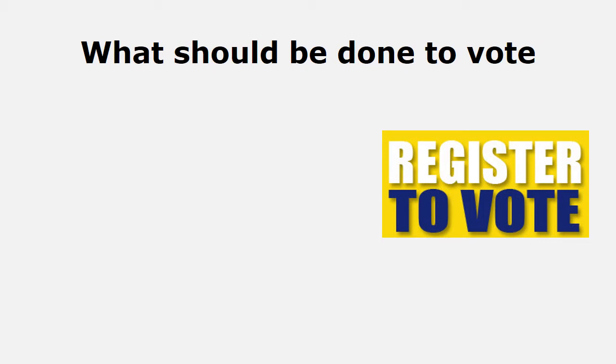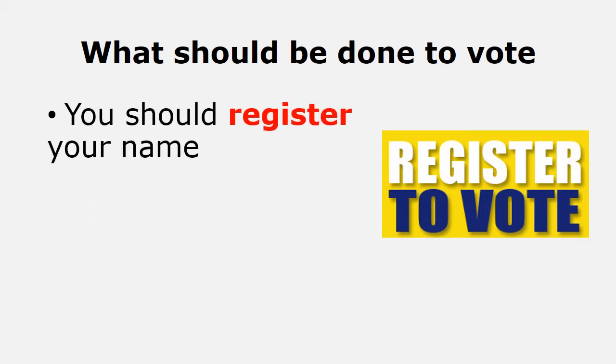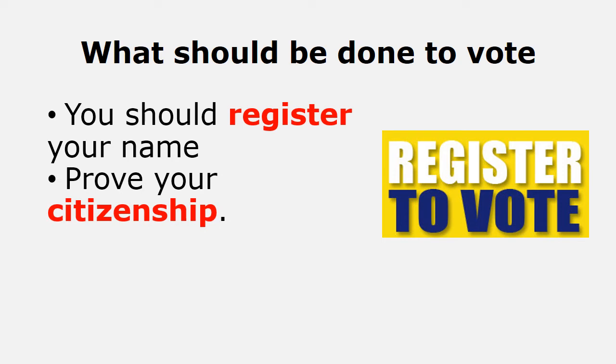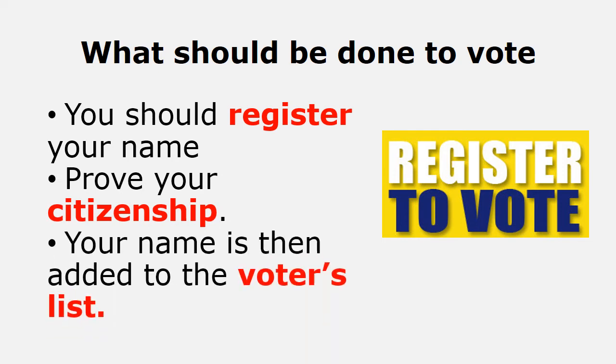What should be done to vote? You should register your name, first thing. Prove your citizenship, second thing. Your name is then added to the voters list, third thing. So the three things: register, prove your citizenship, and your name is added to the voters list.